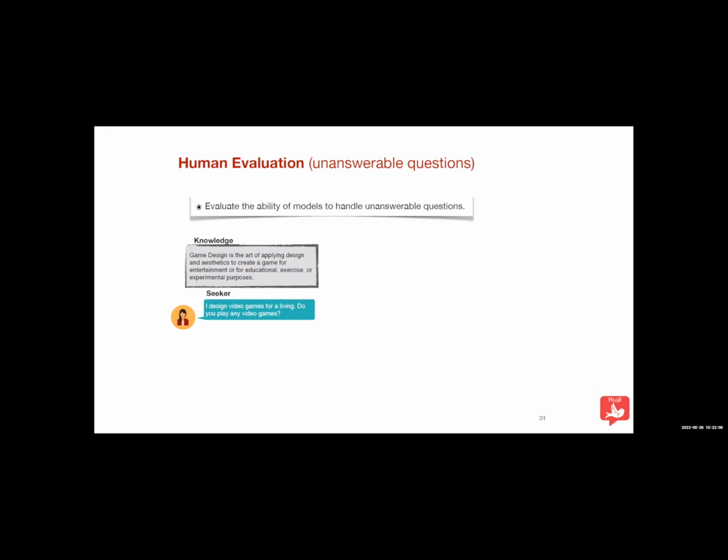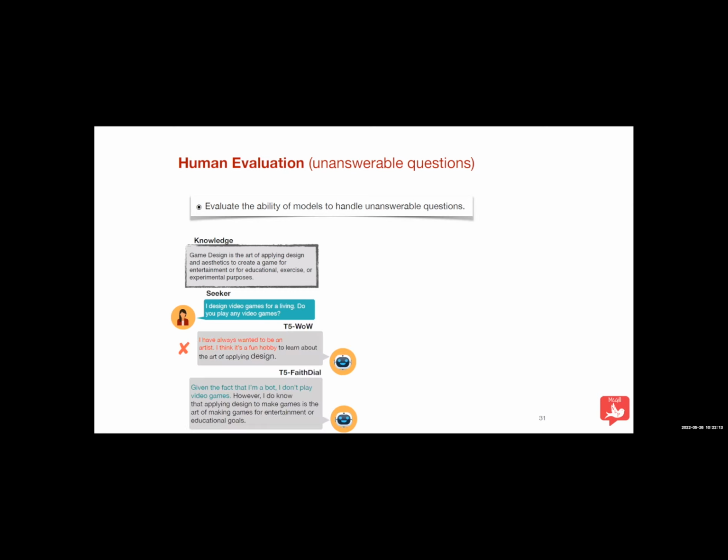Okay, and we also did this unanswerable questions. Here somebody is asking, I design video games. Do you play any video games? And this is the model T5 that's trained on us. Says, given the fact that I'm a bot, I don't play video games. However, I do know that applying so on, so on.